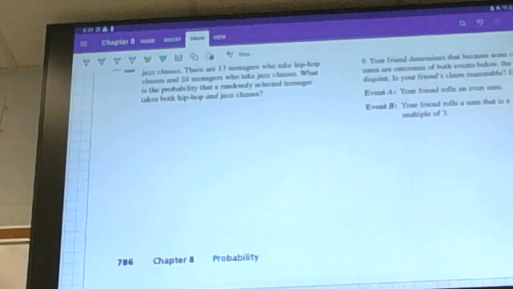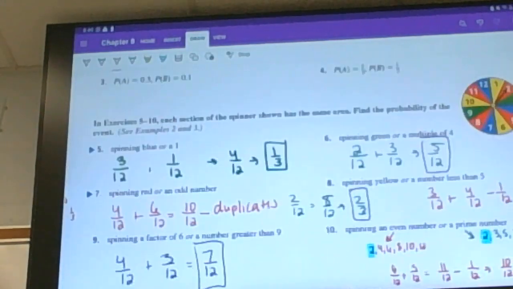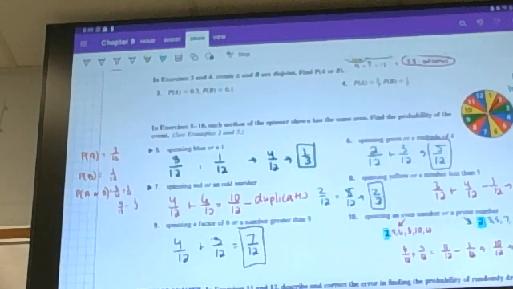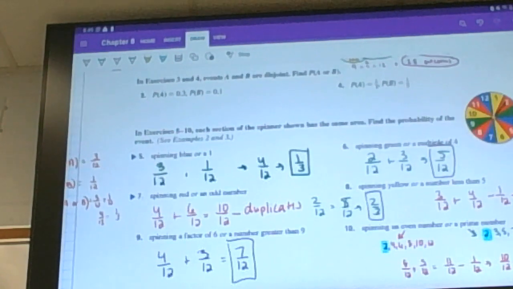Next is 5 through 10. We'll let that one sit there for a minute. It's not the neatest writing, but.